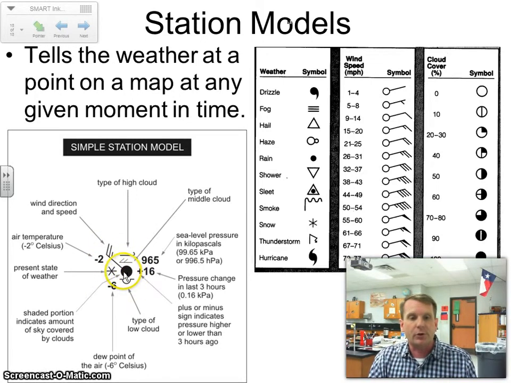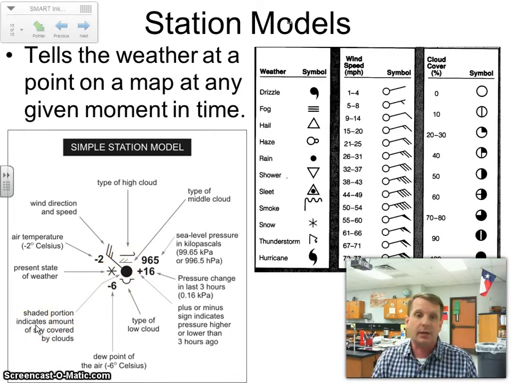But it starts off with the circle. This is going to be right over the city. This circle is going to tell us how much shading it is. It's going to tell us how many clouds it has. So if it's all clear or white, we can see that there's no cloud cover. And the more shading that we get onto it, the more cloud cover we have.